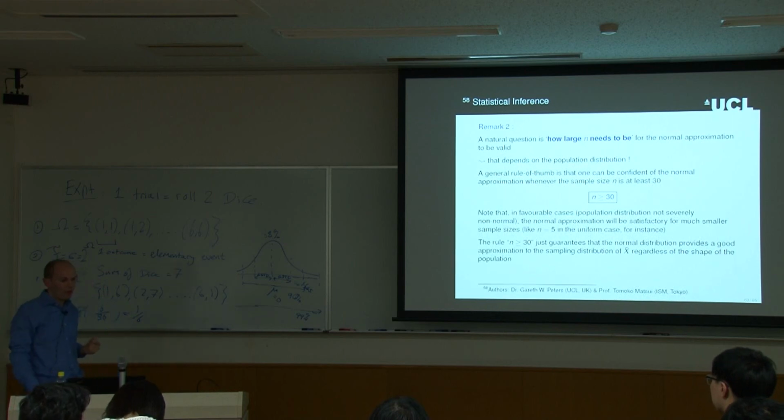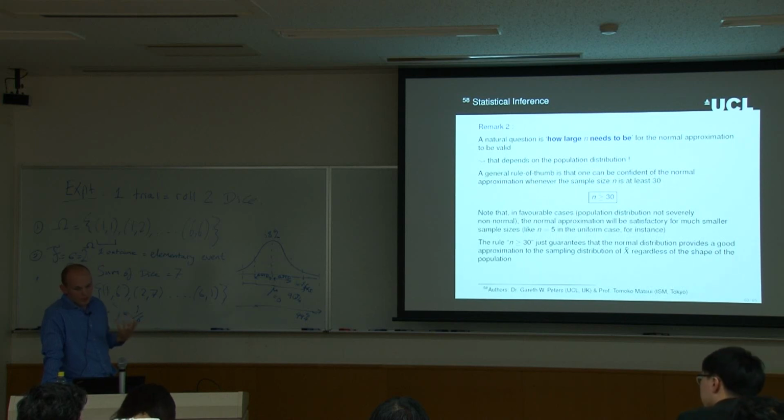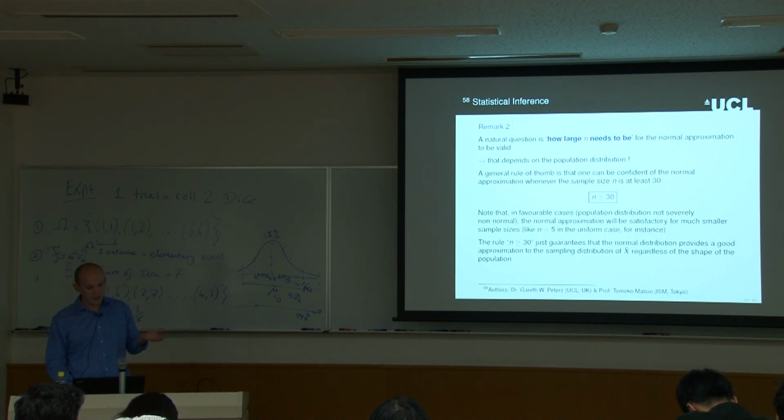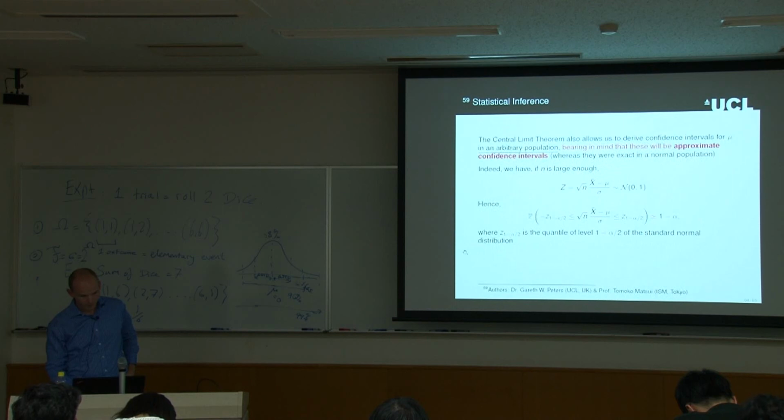Remark 2: we want to know how big n needs to be to have a nice approximation to the normal. This depends on the population distribution, but as a general rule of thumb, we can be confident if we have, say, greater than 30 samples, and in many cases, less than 30 is going to be a good approximation.